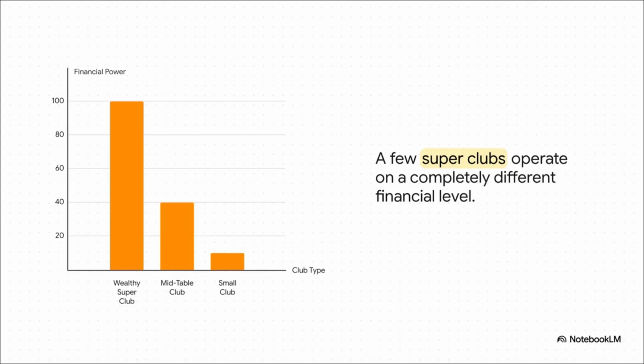And when we say the financial gap is big, we mean it's a canyon. In Europe, the wealth is just incredibly concentrated at the very top. You've got a handful of these super clubs that are basically operating on a different financial planet than everyone else. It creates this permanent class system right inside the leagues.